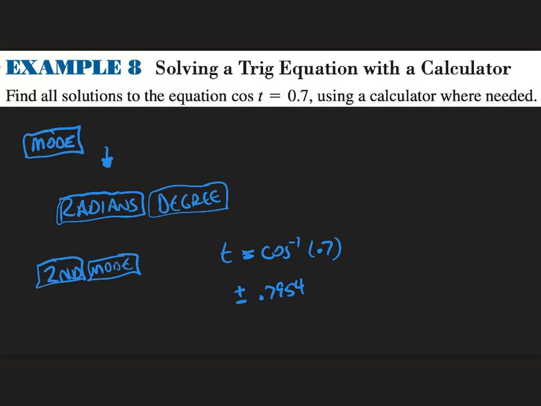If we do it in degrees, you're going to get 45.5 degrees. And then because it could be in quadrant 2, you can do 180 minus 45.5, which is 133.5 degrees. So it'll be one of these two.